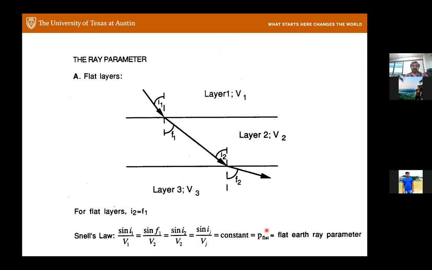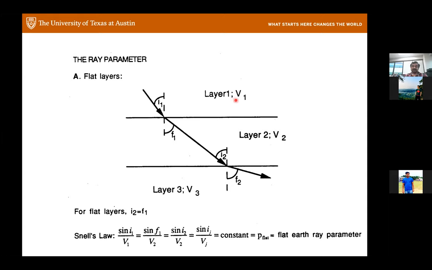So what controls ray paths? This is our typical Snell's law, which you have learned in high school physics. When you go to a pond or a lake, and then you see a fish, you know that the fish really does not appear at its true location because the light rays bend, right? And the same principle applies here.